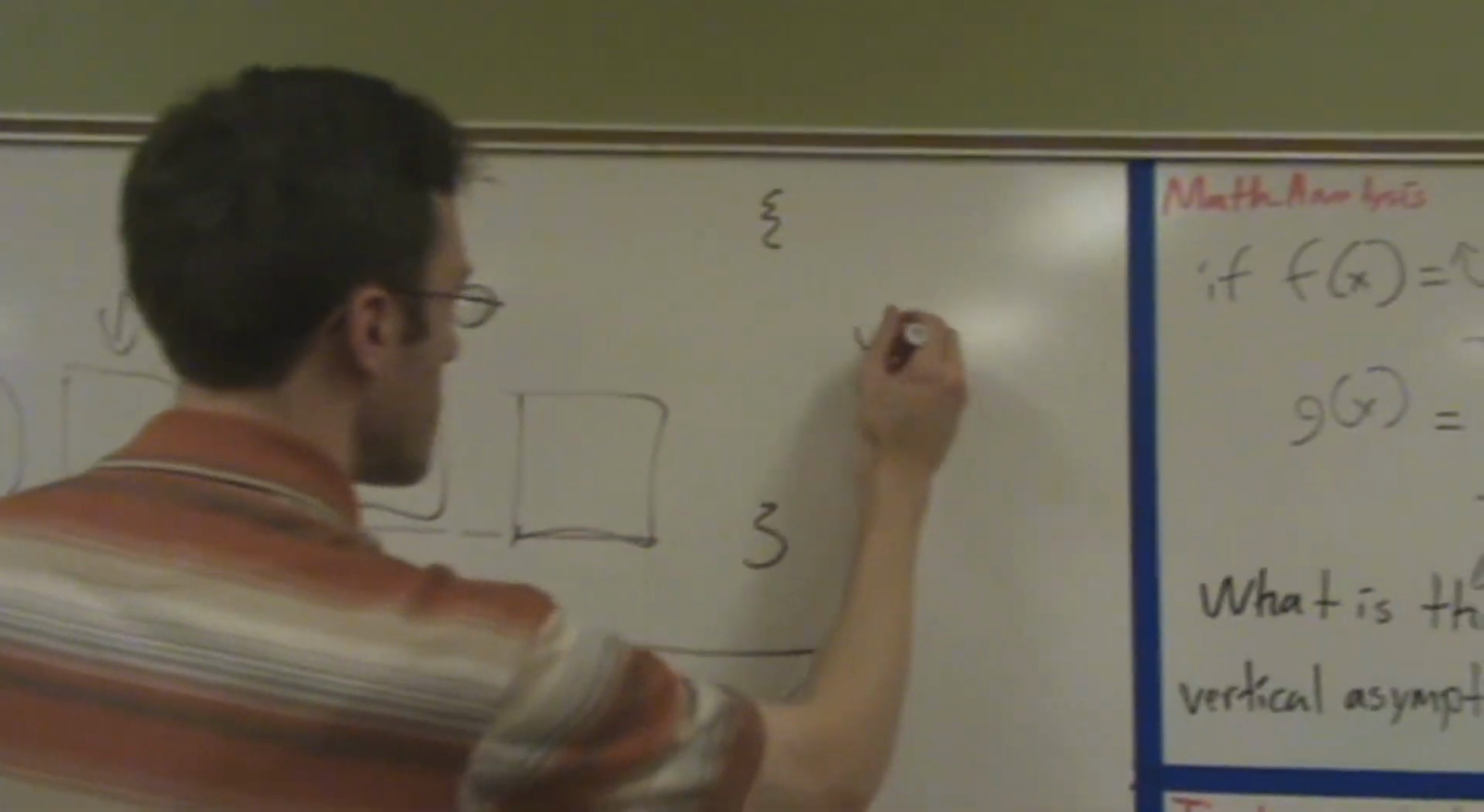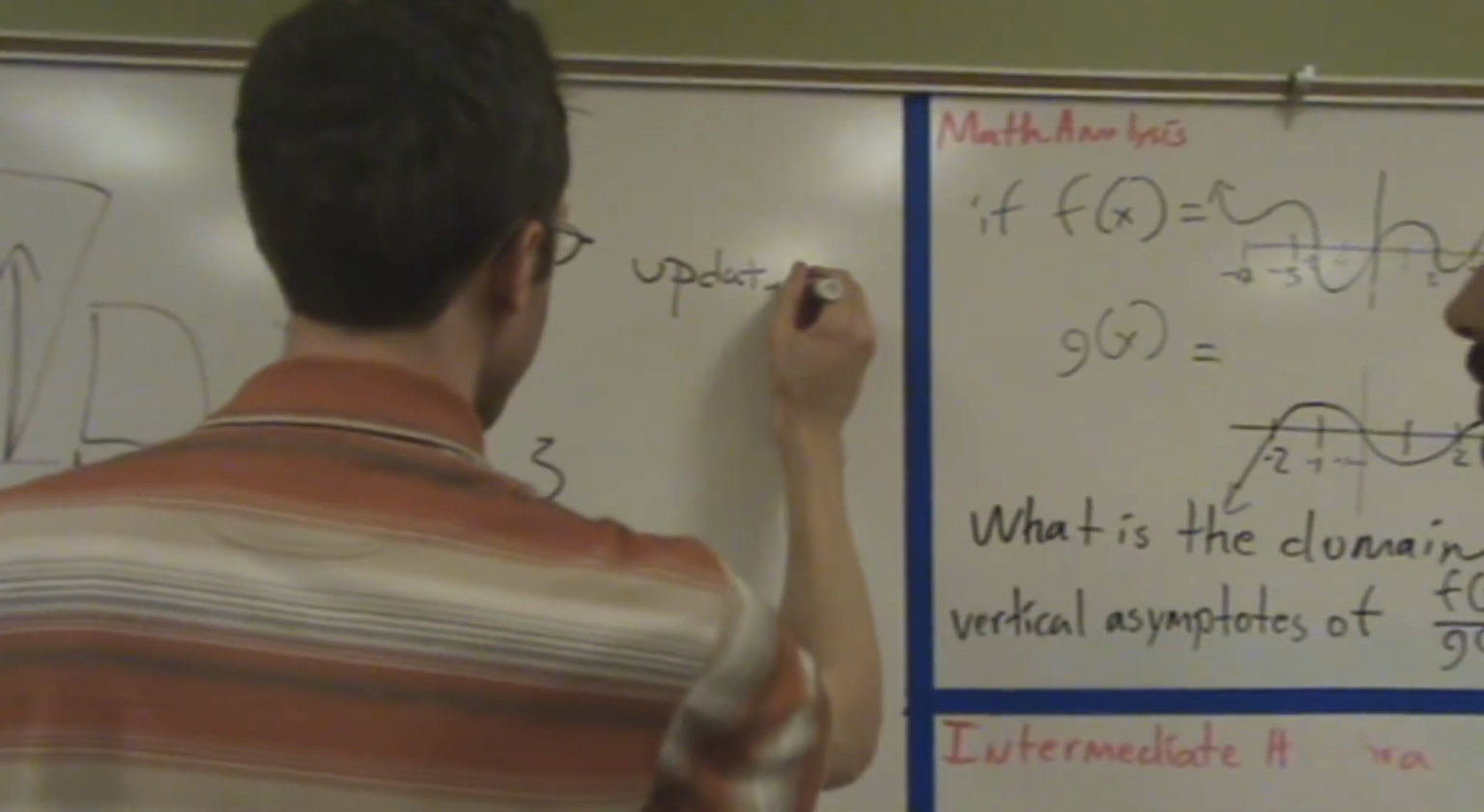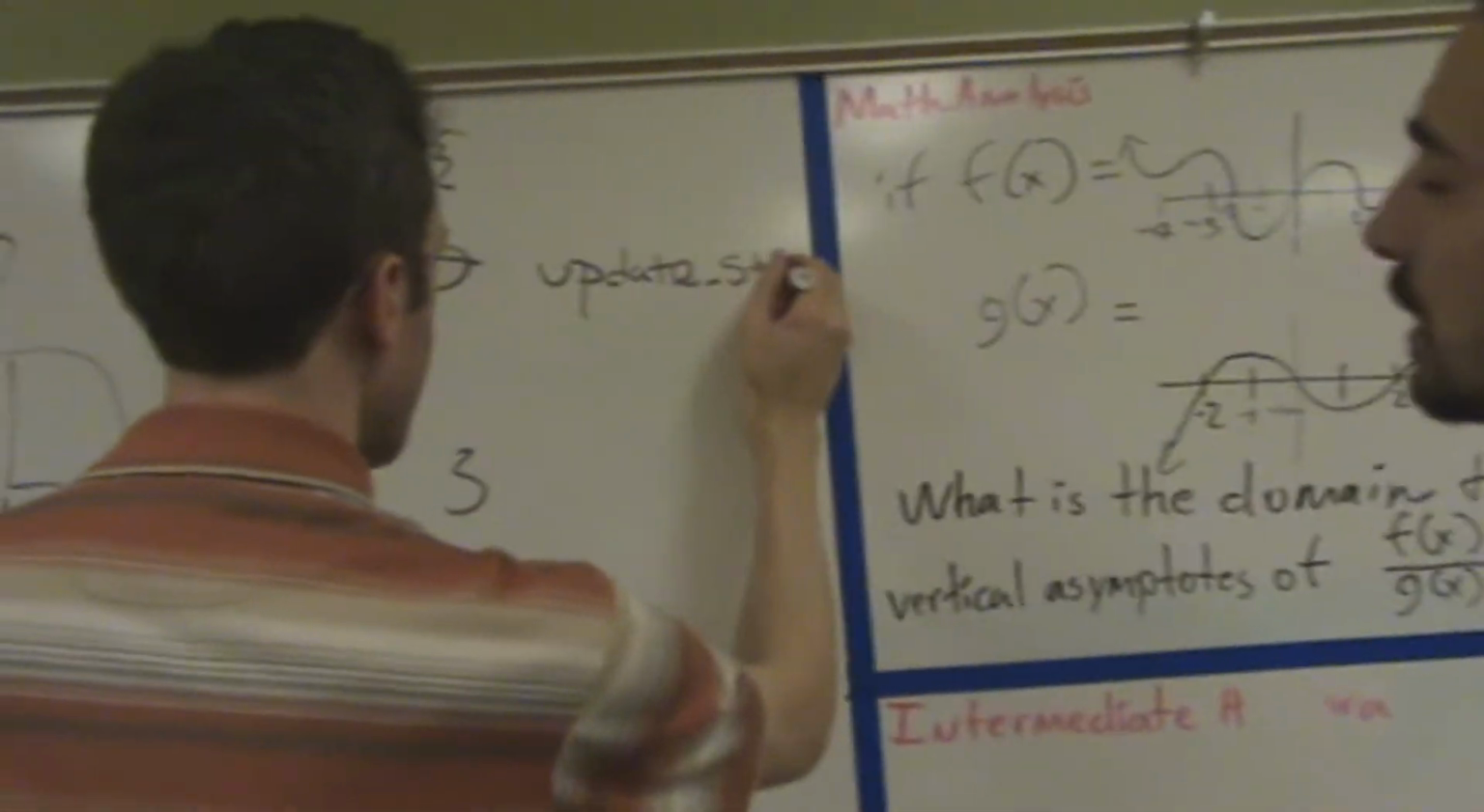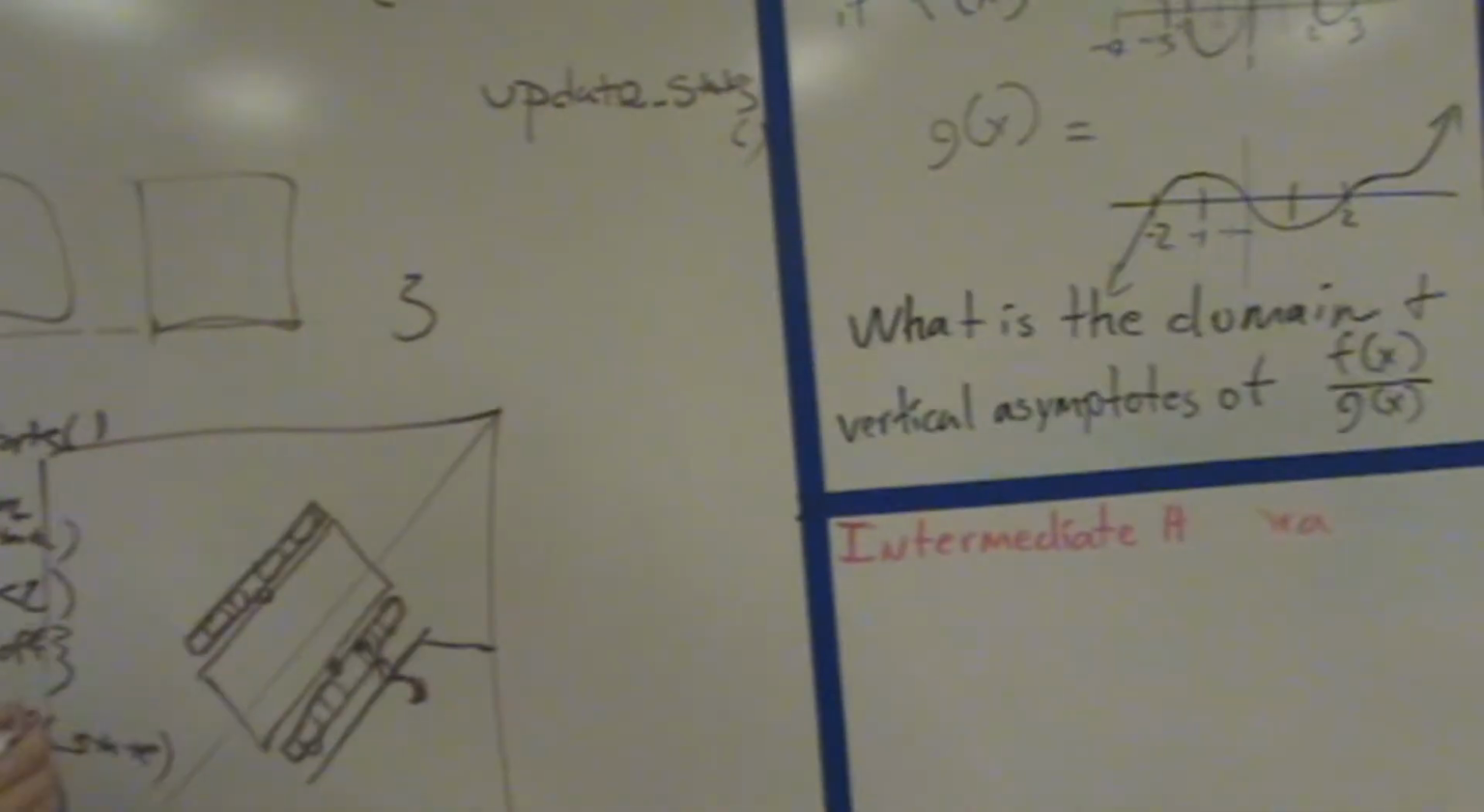Okay. Now we're just going to pull that out. So we're going to abstract that away. And there's our function call.